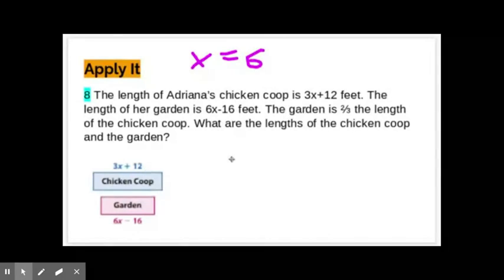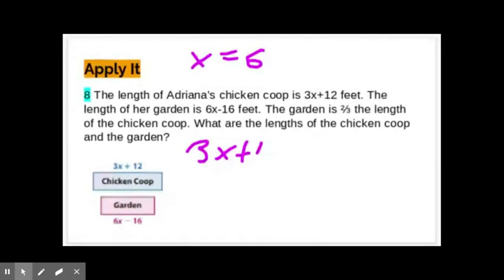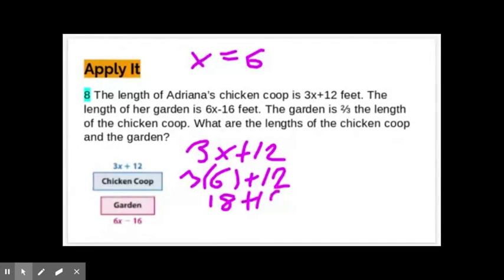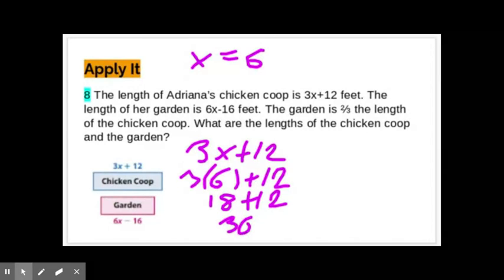So first, figure out the chicken coop. We have our equation of 3x plus 12. We need to plug in our x value, which we found to be 6, so that we have 3 times 6 plus 12. When we plug that into our calculator, we do 3 times 6, and we get 18. Then we add 12. We see that our chicken coop is 30 feet long.